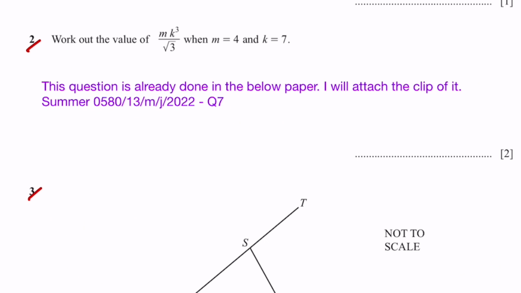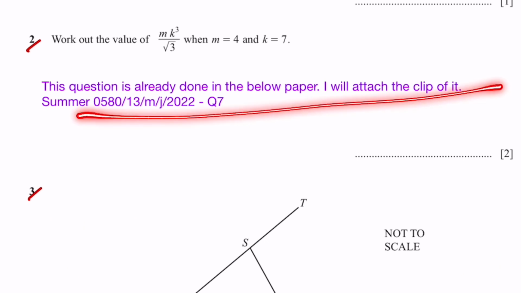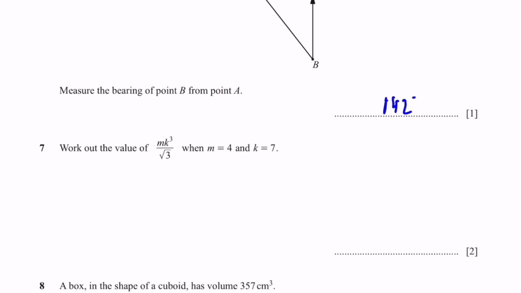Question 2. This question's already been done in the below paper, so I'll attach the clip of it. Work out the value of mk cubed by the square root of 3 when m is equal to 4 and k is equal to 7. So when m is 4 and k is 7, we can substitute these. That means 4 into 7 cubed by root 3. Now let's do that on our calculator.